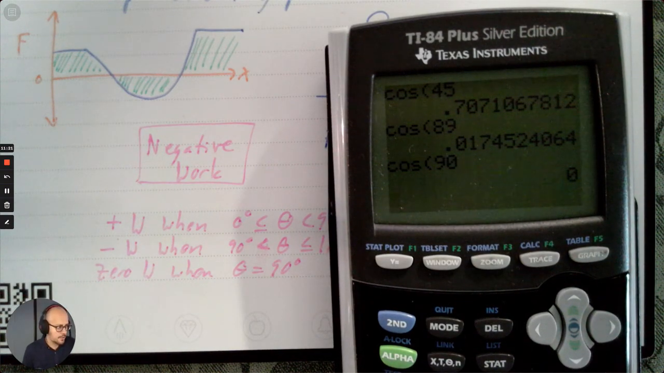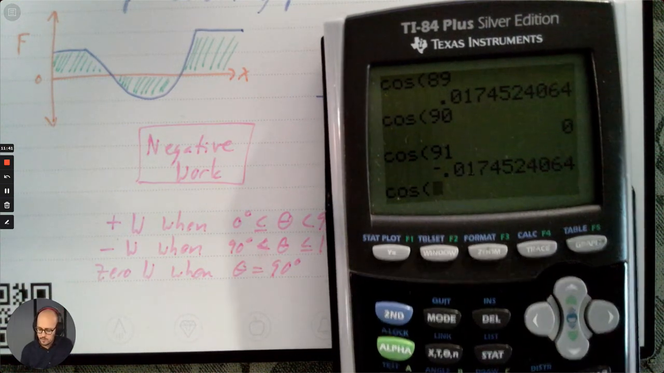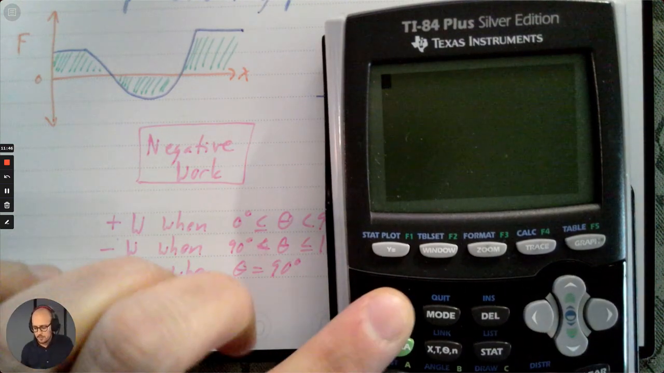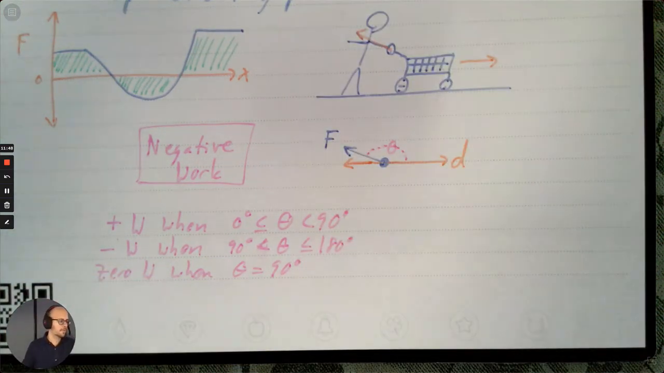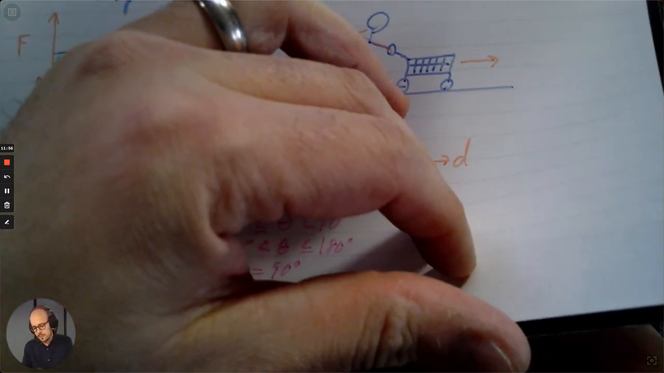The significance of this in physics is that it's saying there is no component of the force that is parallel to the displacement. It's a right angle, and so it's not actually affecting the displacement of the object. If I go above 90 degrees, all of a sudden I have a negative number. Cosine of 179 is very close to the maximum negative number. So depending on the angle between force and displacement, you can do positive, negative, or 0 work on something. Okay, so we'll do a lot more with work, but that's your basic intro.